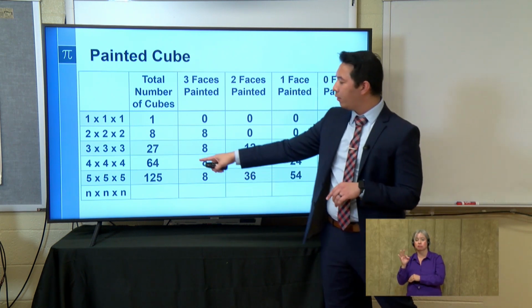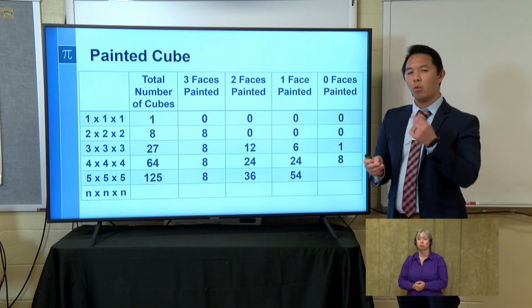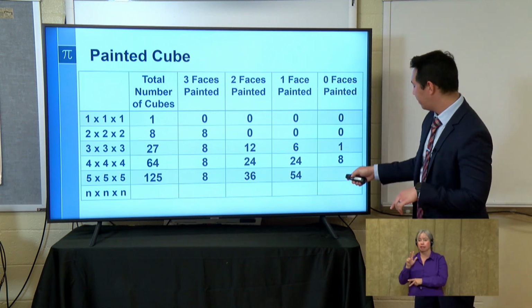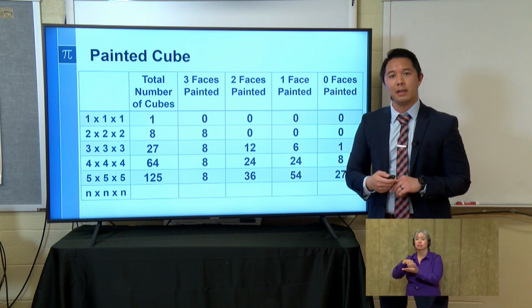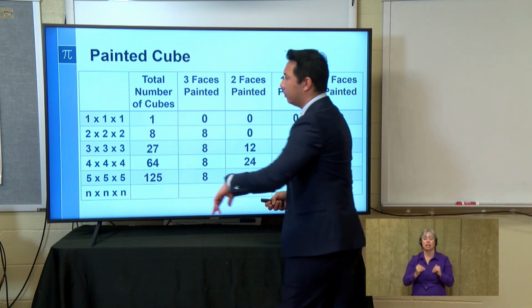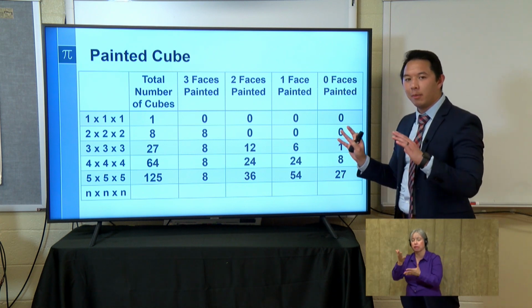And then when I remove all of the layers of cubes that have paint on them, what we're left with is a 3 by 3 by 3 cube in the very center that has a total of 27 with 0 faces painted. So what happens if I have any size cube? How can we take the information that we have here and think about any size?